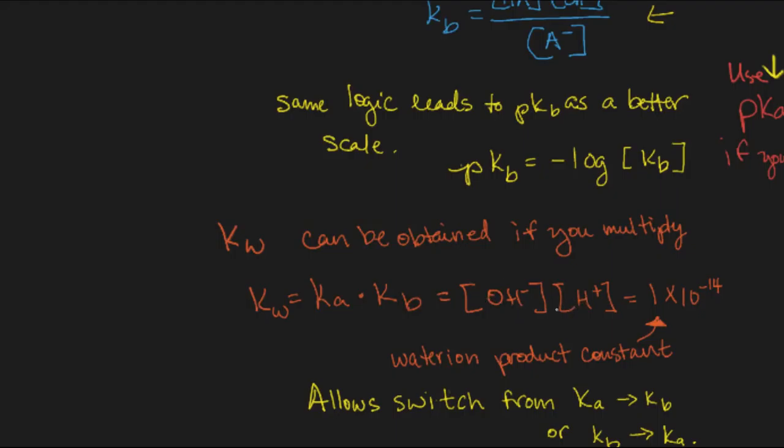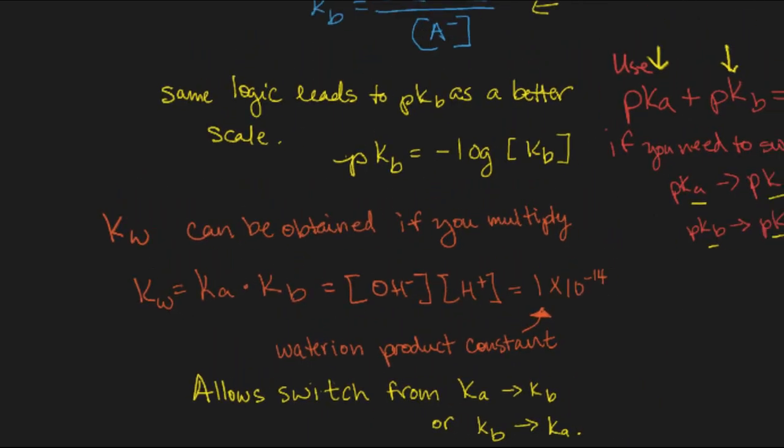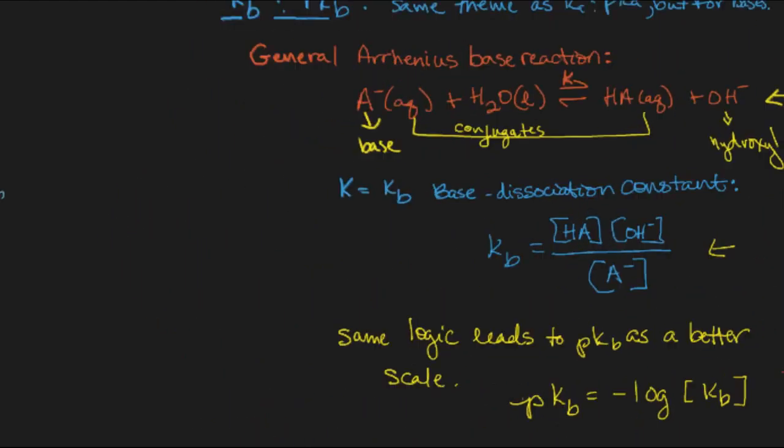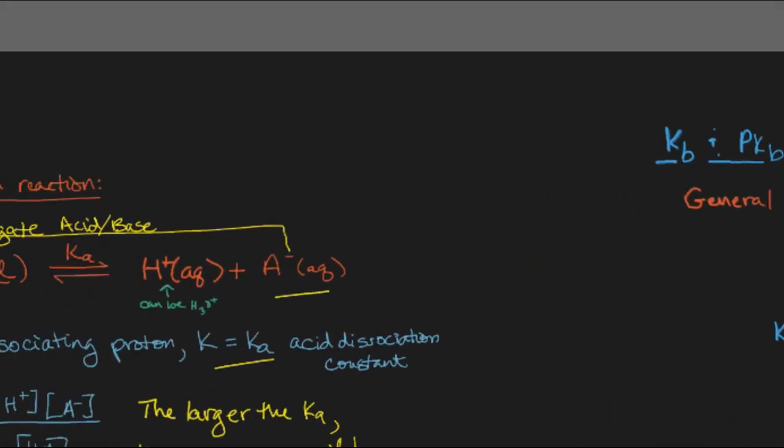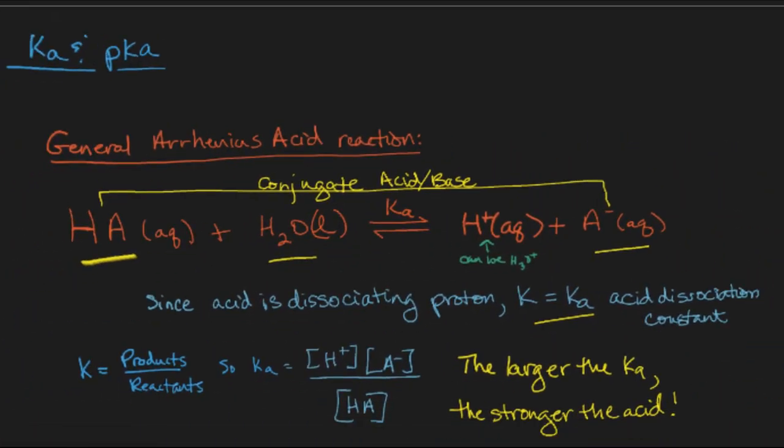So if you want to switch from either Ka to Kb, you can use this equation, or if you want to switch from hydroxyl ion concentration to proton concentration, you can use this equation. Either way. Alright. So that's basically it for pKbs and Kbs and all that good stuff.